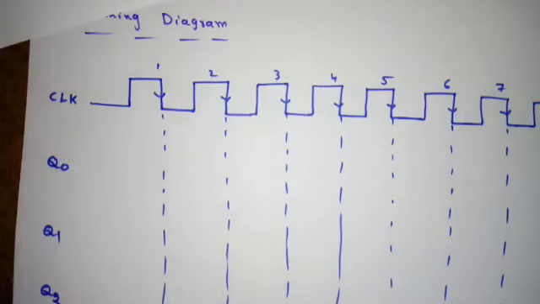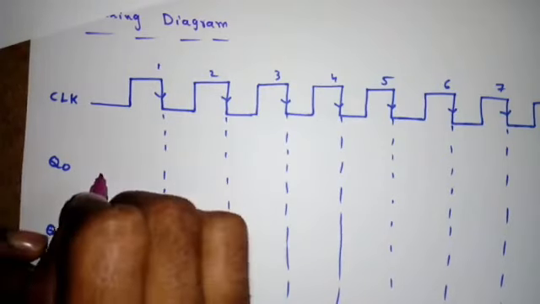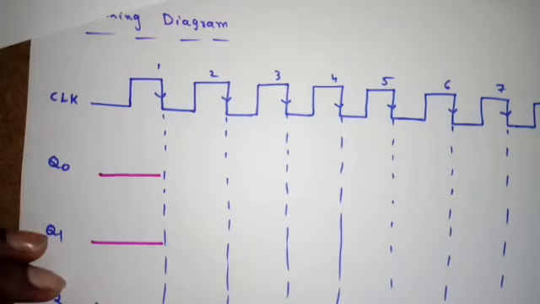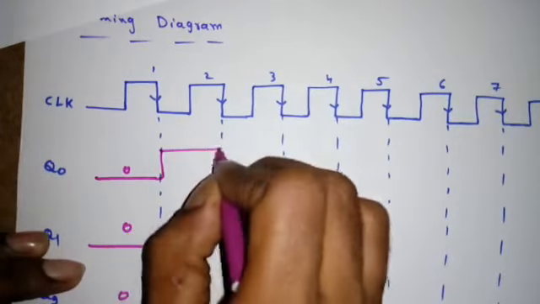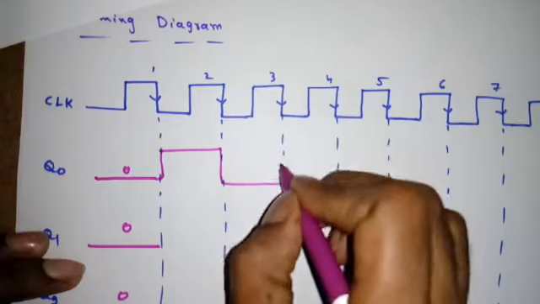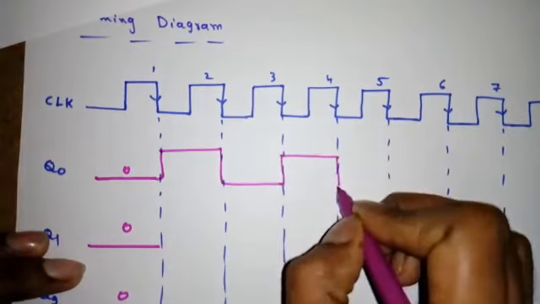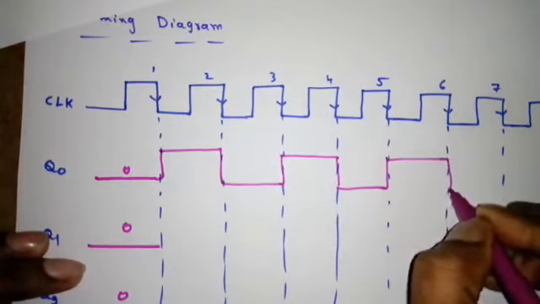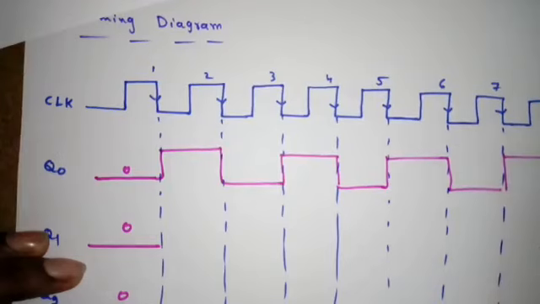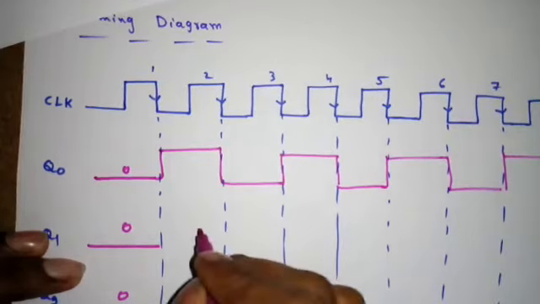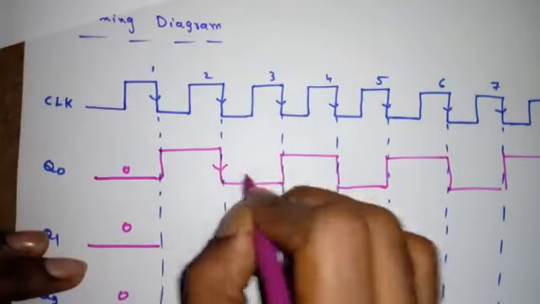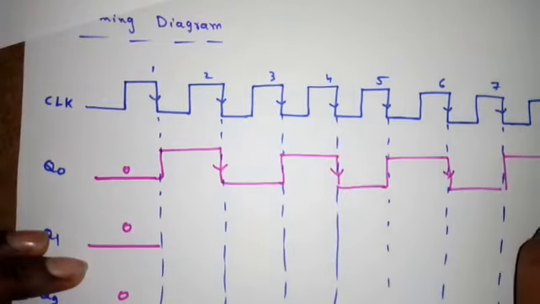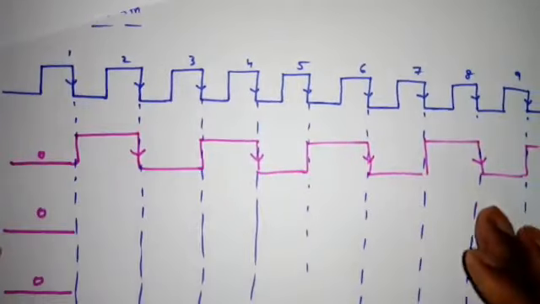So we can easily draw the Q0 output. Always remember, generally we will assume all are 0, 0, 0. So first we will draw Q0. Negative edge comes, so it will change its state. Then negative edge comes, change its state. Negative edge comes, change its state, and so on. So I can draw like this. Now we have to give negative edge for Q0 because Q0 will drive the next flip flop. So I can give negative edges like this. So these negative edges are given.